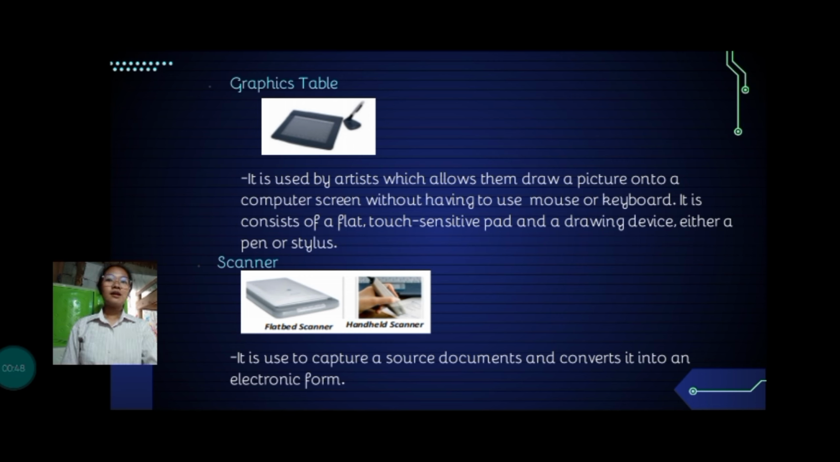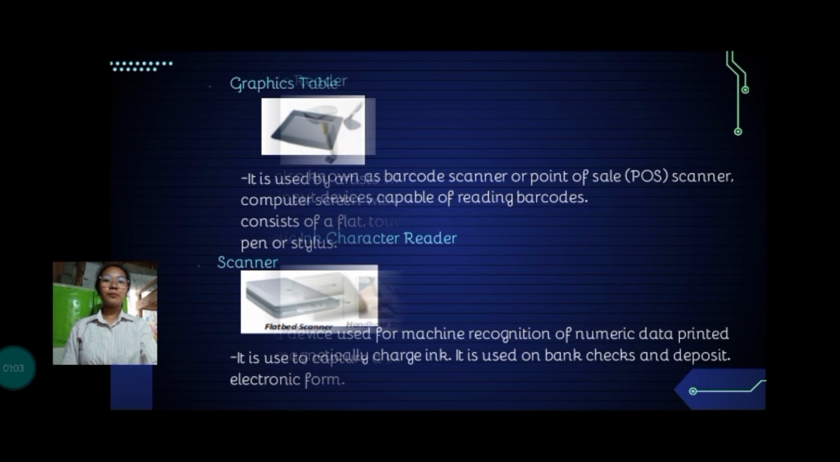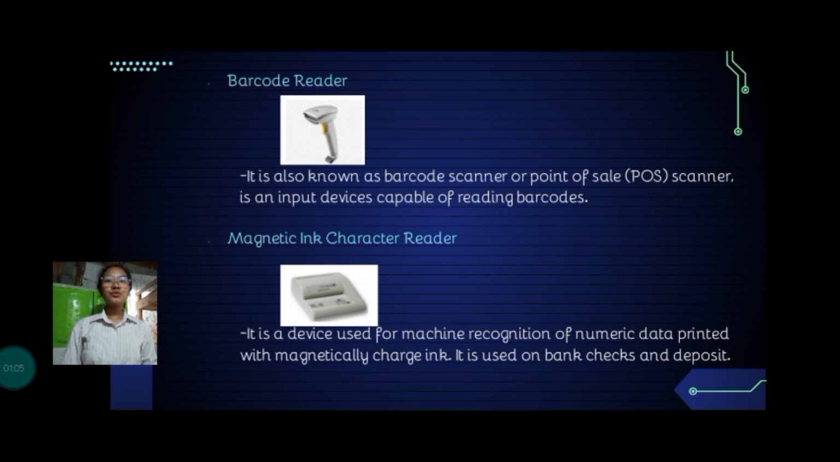Next, we have a scanner. A scanner can capture physical items such as photographs, drawings, or pages of text and create an electronic version that can be edited on a computer. Next, we have a barcode reader, also known as a barcode scanner. It is an input device that is capable of reading barcodes found on products, tickets, and other items.